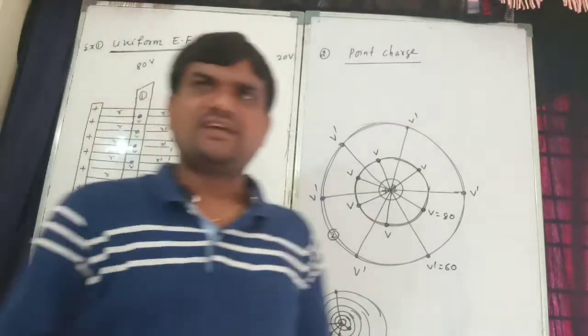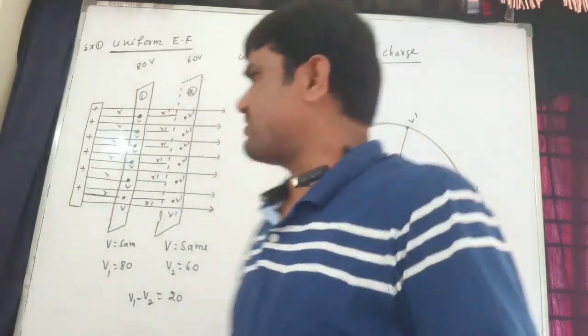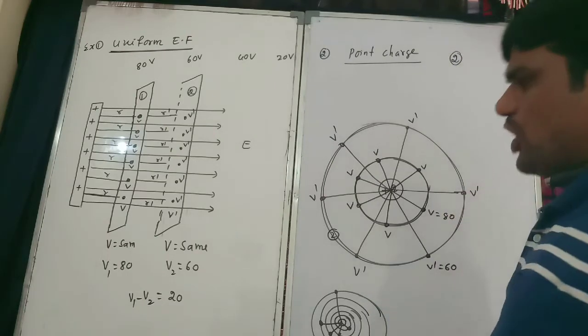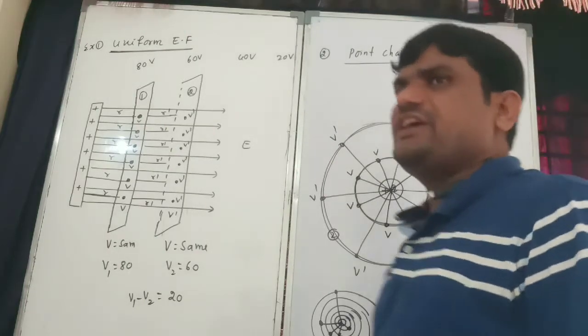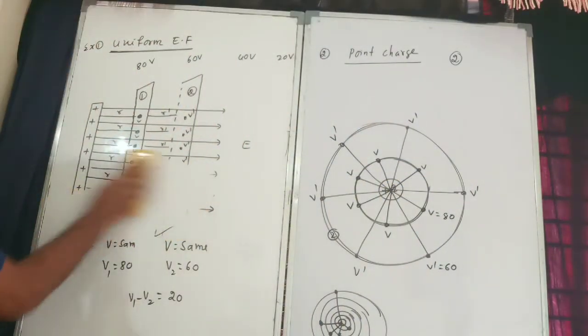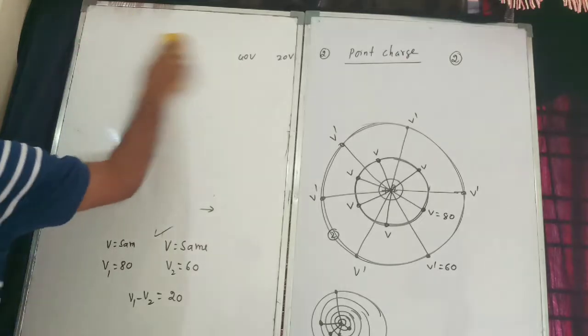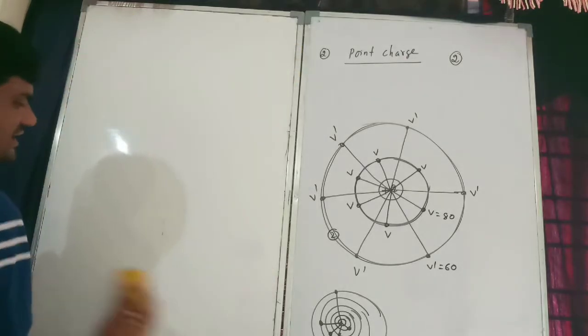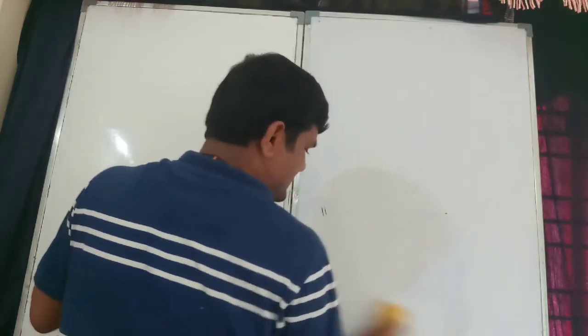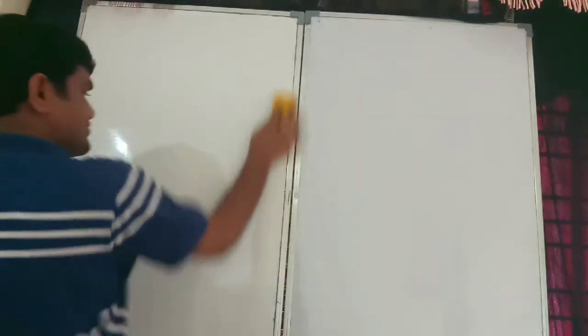Alright? Okay. Now the second one. What is the second question? Properties of equipotential surfaces. What are the properties? So many properties are there. We will discuss some properties. Alright. So first property, number 1.